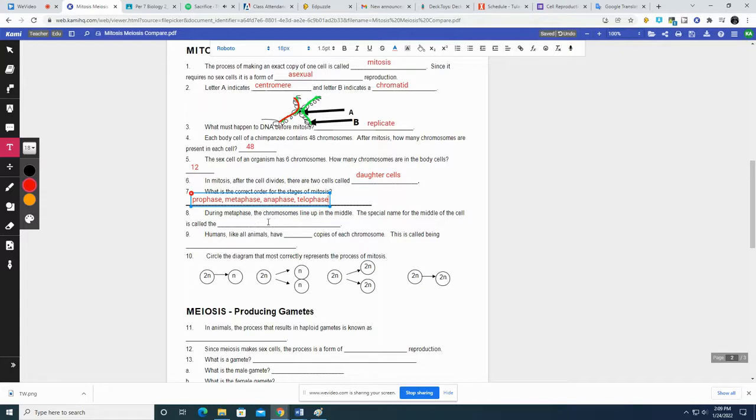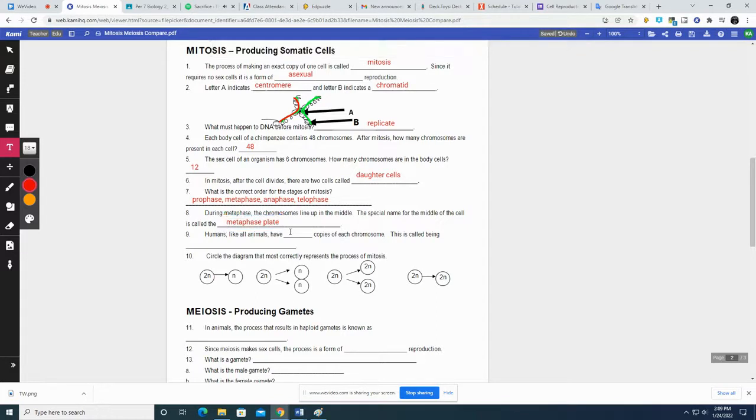8. During metaphase, the chromosomes line up in the middle. The special name for the middle of the cell is called the blank. You will not need to know this, and you have not heard of this yet, because you won't need to know it. It's called the Metaphase Plate. That's like the middle of the cell where the chromosomes all line up during metaphase.